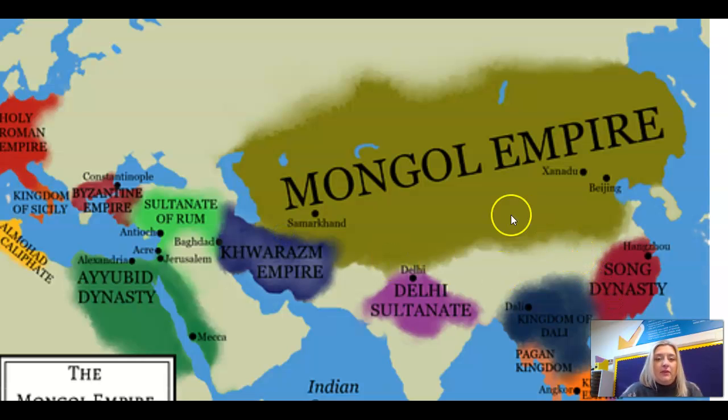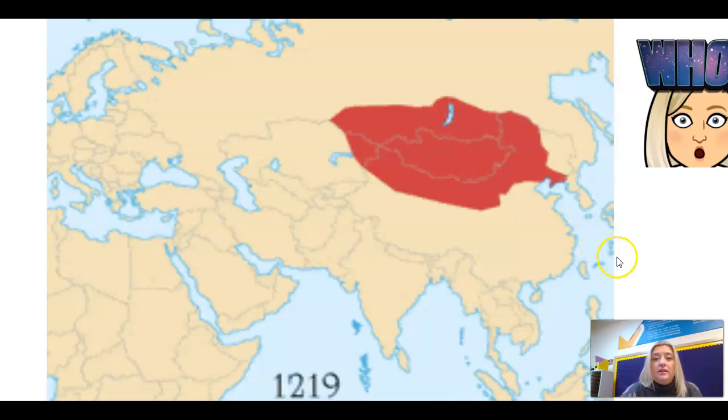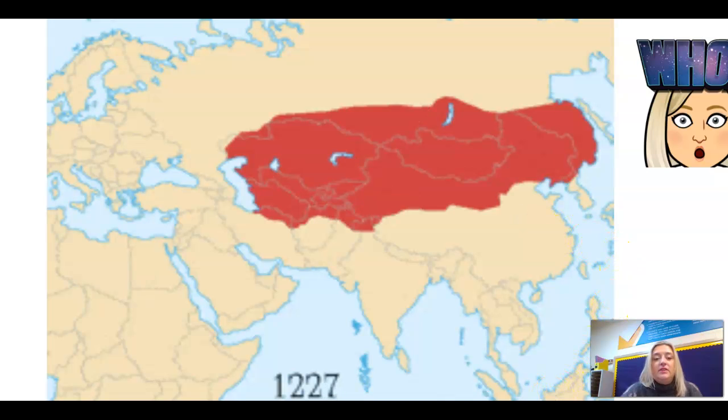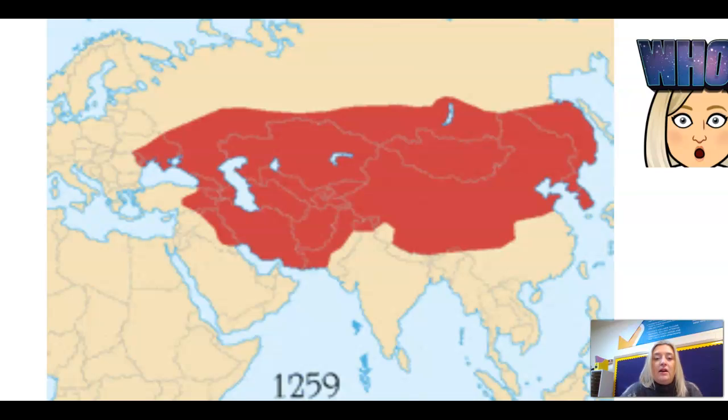This is a map of the Mongol Empire in 1227. So you can see all of this is Mongol. And you can even compare it with time, like here's the Holy Roman Empire. So this is all happening at the same time. This map's really cool. I love this. So this is just a moving map showing you how much it grew.